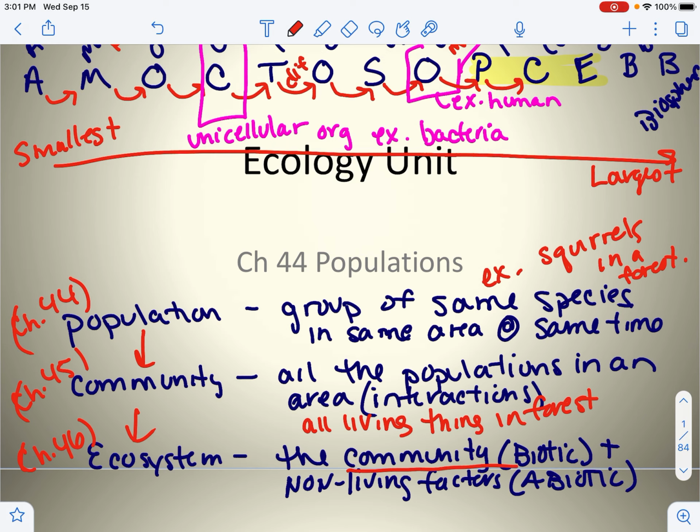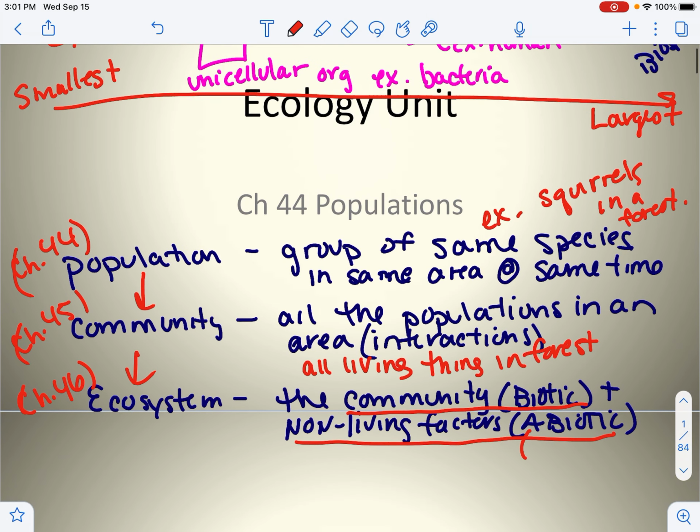And then building on that, in chapter 46, an ecosystem is the community, so all the living things, which we refer to as biotic factors, and the non-living things, abiotic factors. An example of an abiotic factor is water, the air quality, the rocks.